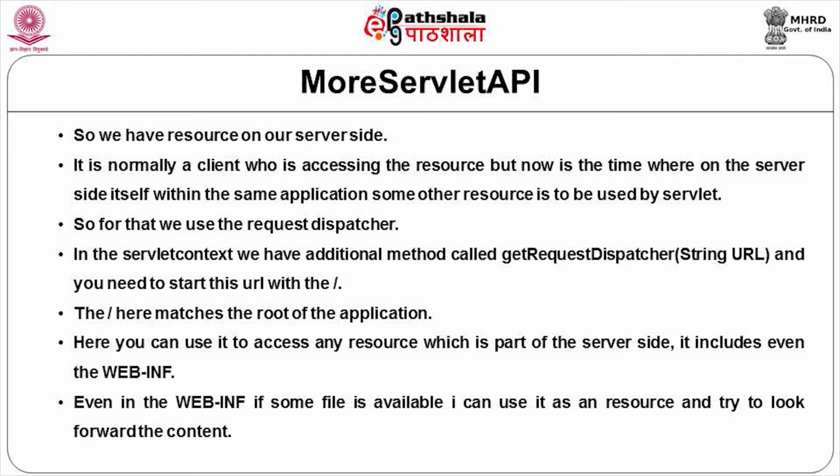One way to get the object of RequestDispatcher is to use the ServletContext. In the ServletContext, we have a method called getRequestDispatcher, fine, which takes as parameter a string which is a URL. The string which we write in the getRequestDispatcher method of the ServletContext must start with a slash. The slash here matches the root of the application, fine. So, after our application name, slash and whatever it is, here you could use it to access any resource which is part of the server side.